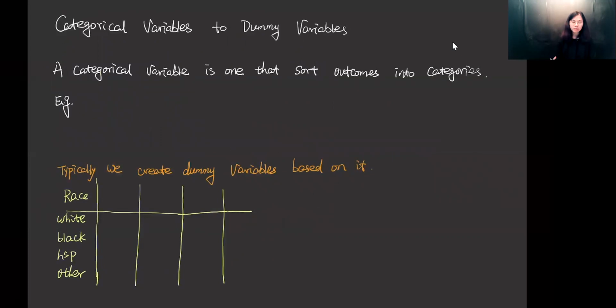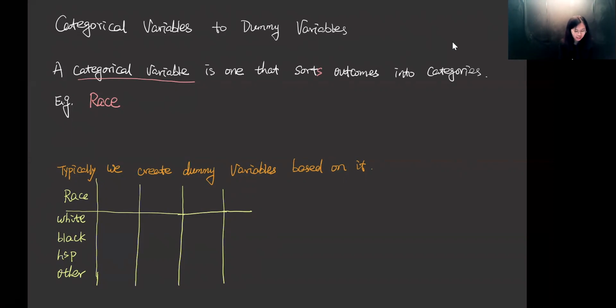The last thing I want to talk about regarding Bernoulli random variables or dummy random variables is categorical random variables. Categorical random variables are random variables that sort outcomes into categories. Just to make it more concrete, let's consider an example. Let's consider race. In a lot of the data sets about people, you might see a column of the data set entitled race. Race is a categorical random variable. It sorts individuals into different races, different categories.